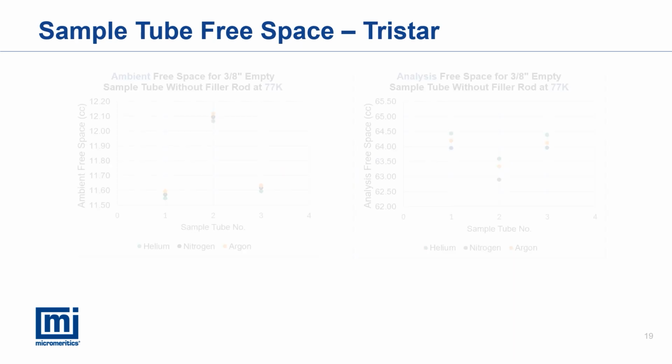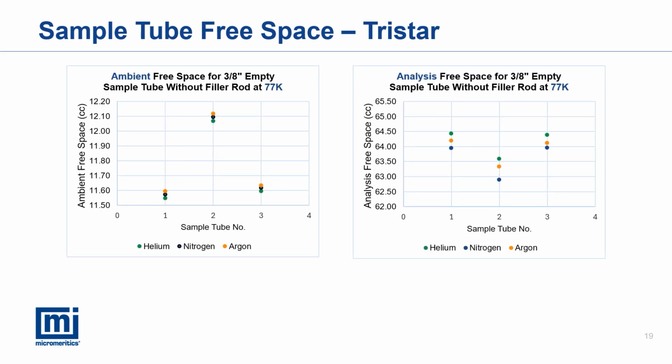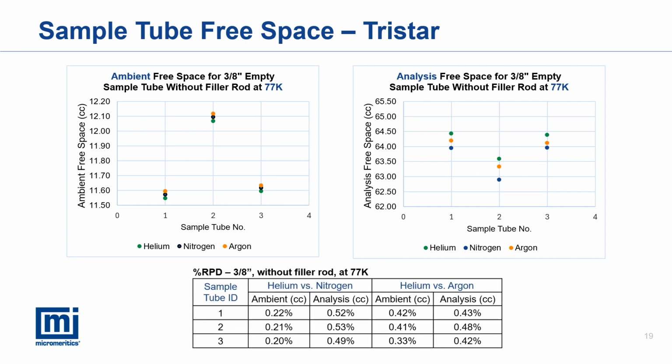We are now going to look at some of the test results obtained for a commonly used combination of sample tube, analysis gas, and bath for each the TriStar and 3Flex. The top plots show the results obtained for ambient and analysis free space values in empty 3/8" TriStar sample tubes with no filler rod analyzed at liquid nitrogen temperature. Using helium as the benchmark, the table below shows that the relative percent difference for each is less than 1%.